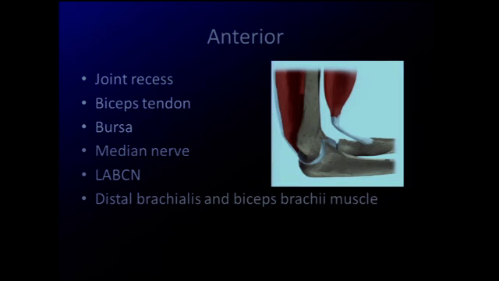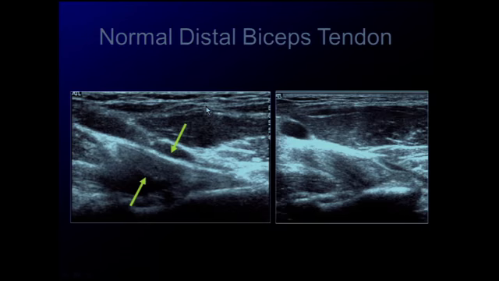Anteriorly, we can look at the joint recesses for effusions. We can look at the biceps tendon, the distal biceps tendon as shown on this image, for rupture, tear, or tendinosis. We can look for fluid in the bursa, look for nerve pathology, either involving the median nerve or the lateral antebrachial cutaneous nerve, or look at the muscles in this location. For the purpose of this lecture, I will be discussing the biceps tendon.